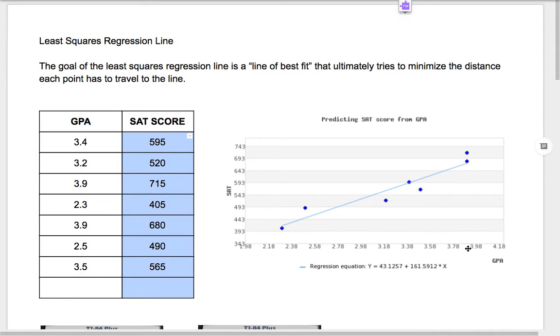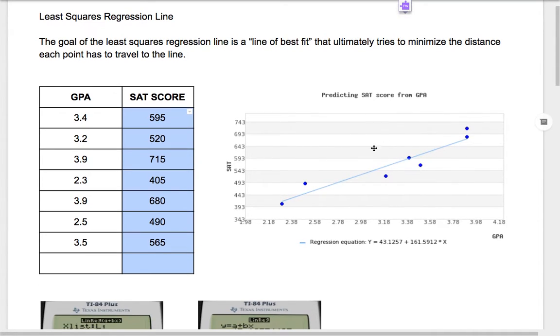So here's our GPA, here's their SAT score. You can see it's got a pretty strong correlation, and as you might expect, as GPA goes up, SAT score goes up as well. Now, we originally learned how to calculate the correlation.